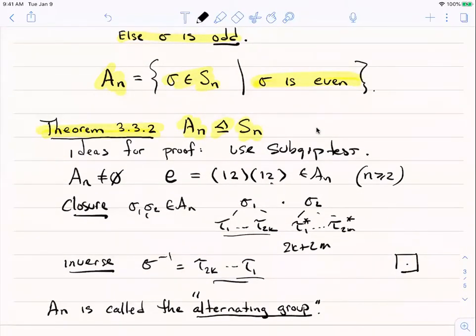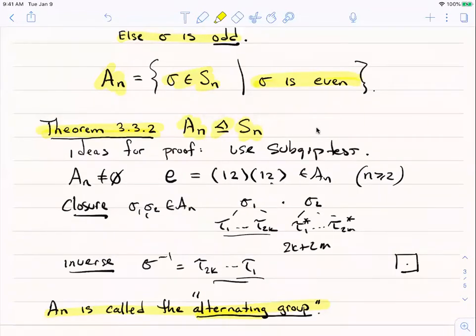This theorem justifies this name. A sub n is not just a subset, it's a subgroup, and it's got a name. It's called the alternating group. It's a historical term from when people were looking at certain kinds of roots of polynomials. You don't have to worry so much. It's why the A is used, alternating group. You just have to remember it's the set of even permutations, okay?